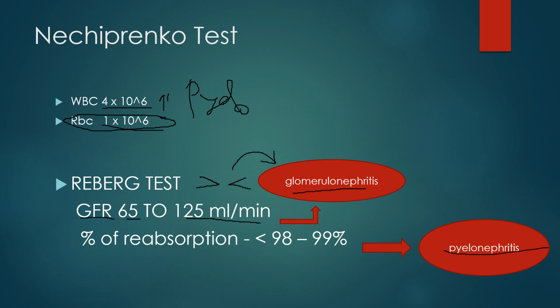And we know that 99% of urine is reabsorbed in our body. Only 1% is excreted. So when the reabsorption of urine is less than 98 or 99%, then the person is suffering from pyelonephritis. So the Nechiporenko test and Reberg test are used to differentiate between glomerulonephritis and pyelonephritis.